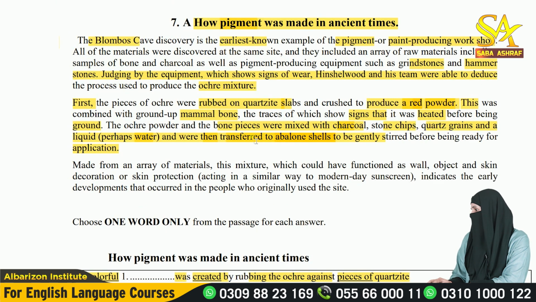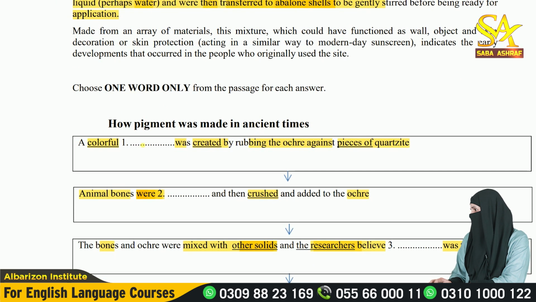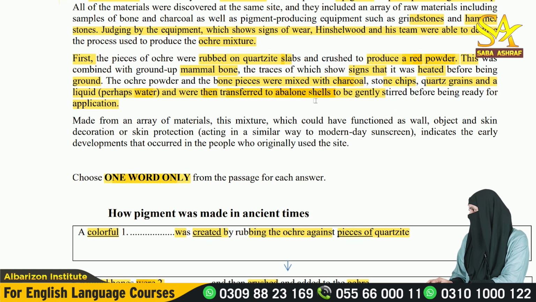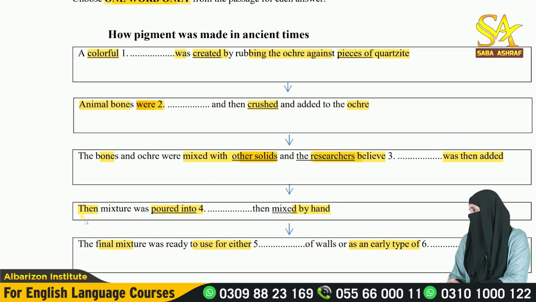Abalone shells को यहाँ पर write करने से पहले आपने instructions को ध्यान से पढ़ना है. Choose one word only. If he said write one word, you have to write one word. If he said write two words, then you have to write two words. So one word only. Abalone shells को हम कैसे write करेंगे? Shells. Shells is the right answer. Then mixture was poured into shells, then mixed by hand. Let's read the fifth question.